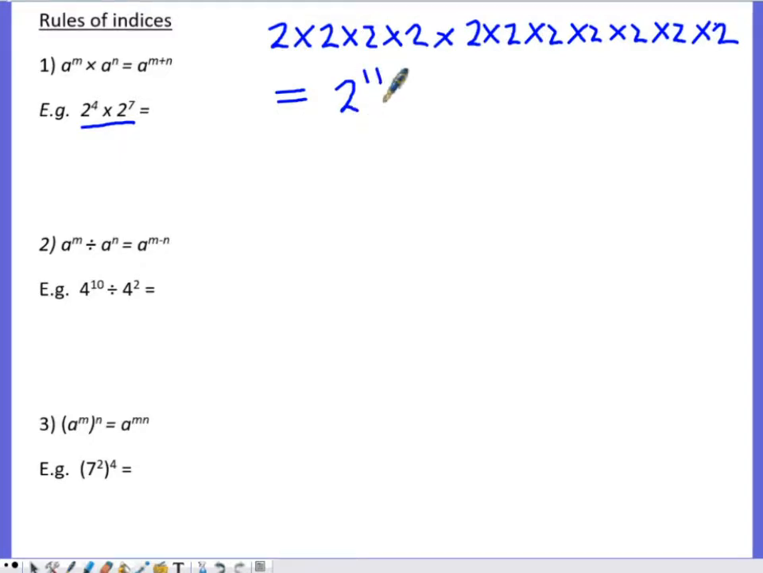There is a shortcut, however, because both of the numbers are 2's. What we can do is when you're multiplying, you can add the small numbers, which are the powers, and that's the shortcut. So instead of writing it out in full, we could have said 2 to the power 4 times 2 to the power 7. Well, 4 plus 7 is 11, and that's our answer.